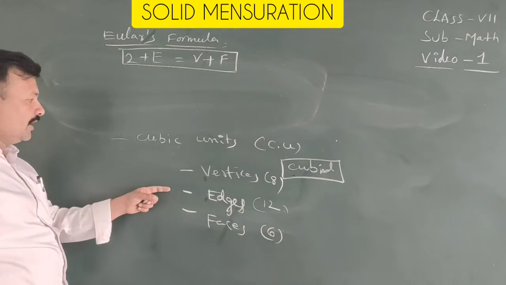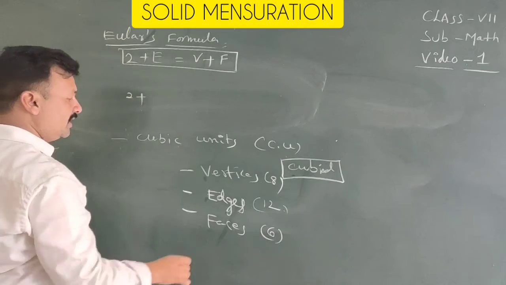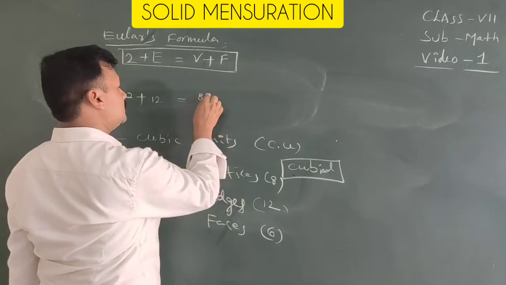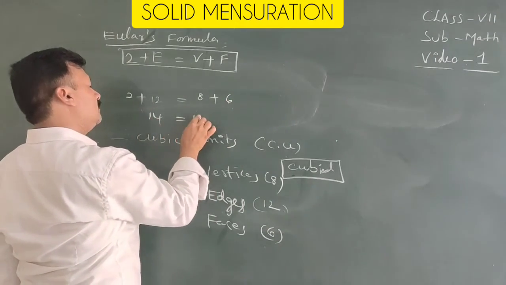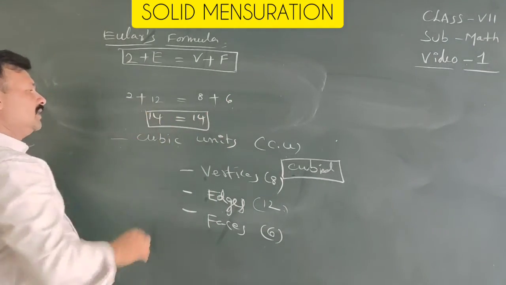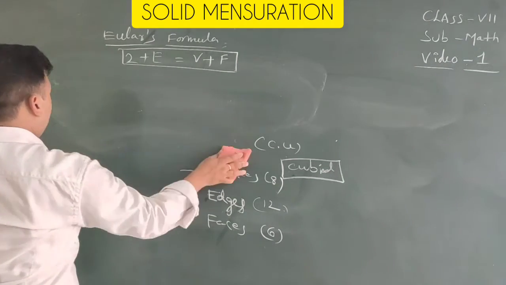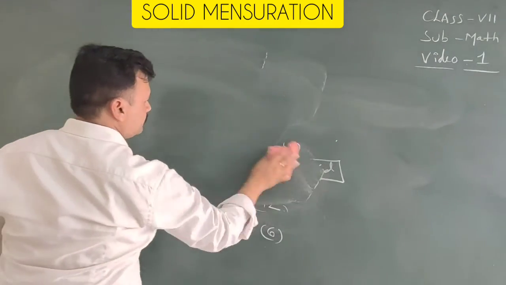In the case of a cuboid, E is 12, so 2 plus E is 14. V is 8 and F is 6, so V plus F is 14. So 14 equals 14. If one of the numbers is missing, you can find it using this. The same is applicable for a cube also.